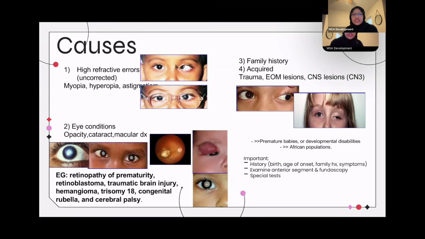Do you remember this one? It's converging, right? So the light is away from the nose, the pupil is towards the nose, kind of. So that one is esotropia, okay? Esotropia.